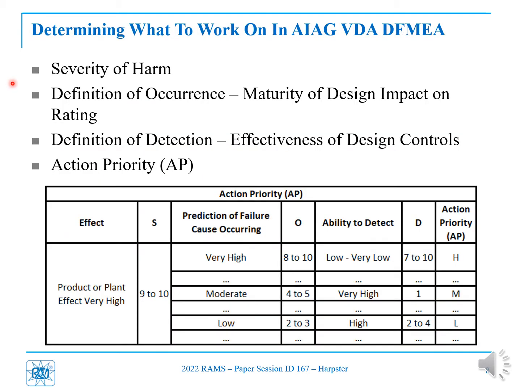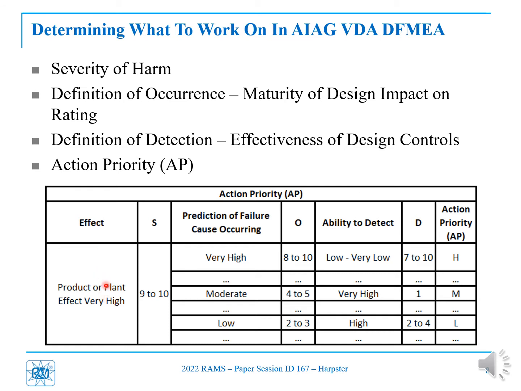When it comes to the design FMEA, one of the most important things to determine is what it is you should be working on. And in the AIAG-VDA methodology, the method used to determine what to work on is what we call the action priority, or AP. It consists of the table that you see in front of you.